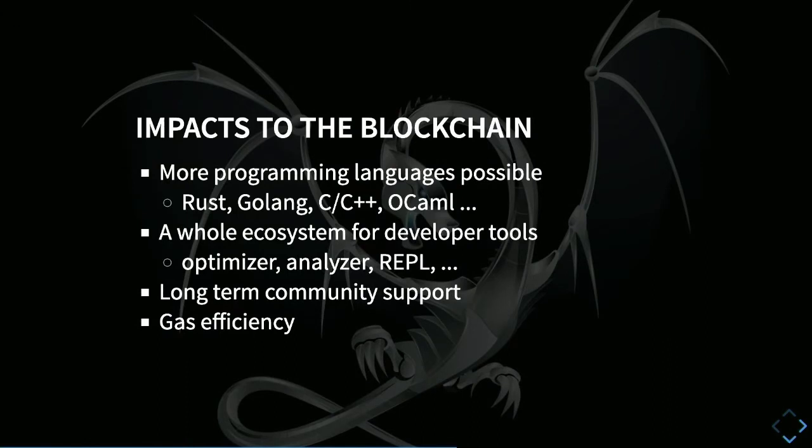So, impacts to the blockchain. The immediate impact is that more programming languages become possible, because a lot of programming languages have already built their foundations on LLVM. If we add an LLVM backend, it makes it possible for developers to write their smart contracts in their favorite languages like Rust, Golang, C, C++, and then lower them into a smart contract. Of course, like I said, a lot of developer tools are immediately available. You can utilize them for your development.